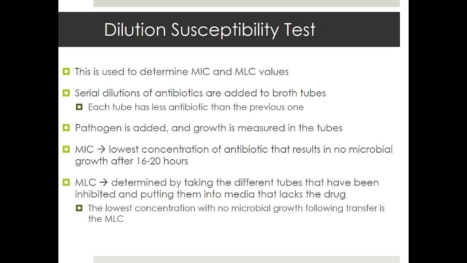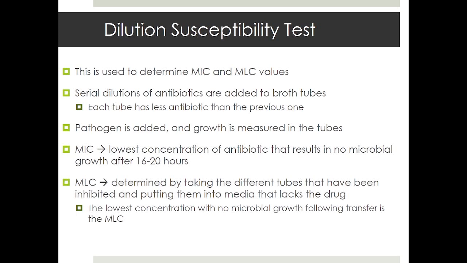The minimum inhibitory concentration from all of the different concentrations tested is the lowest one of the antibiotic that will result in no microbial growth after 16 to 20 hours. And the minimum lethal concentration is determined by taking the different tubes that have been inhibited and putting them into media that is lacking the drug and seeing if anything grows. So you take these cells that might just be inhibited and put them into new growth media. If those cells start growing again, obviously they're not dead, but if they don't grow, then you know that that drug was effective at killing them.